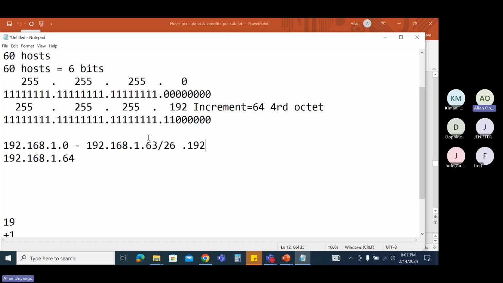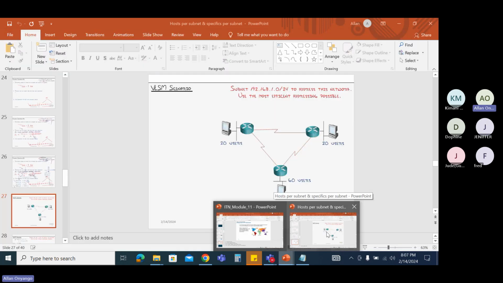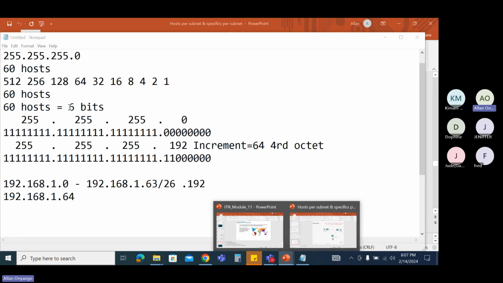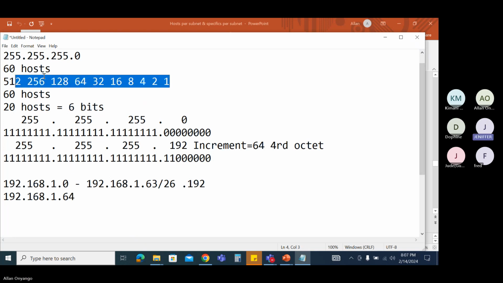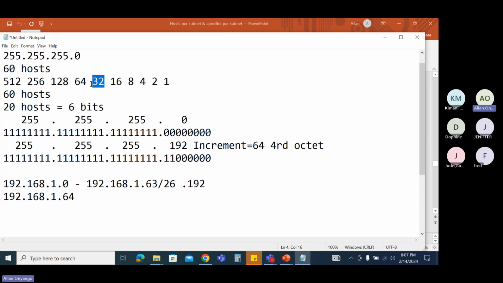Go back to your topology. After 60, the next number was? Check this. We had 60. The next number is 20 hosts. Cindy, good. We go up here. We now put here 20. Where does 20 fall here? Number 32. Cindy, 32 is 2 to power? 2 to power 5. Very good. Which means we need 5 bits.